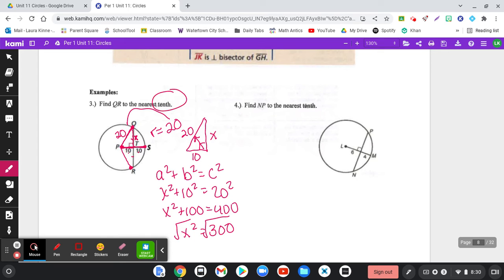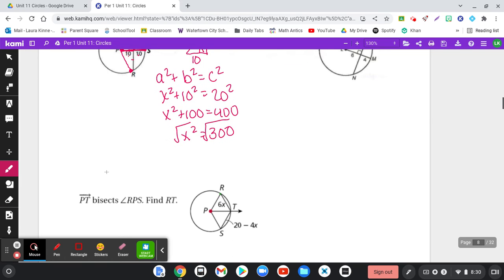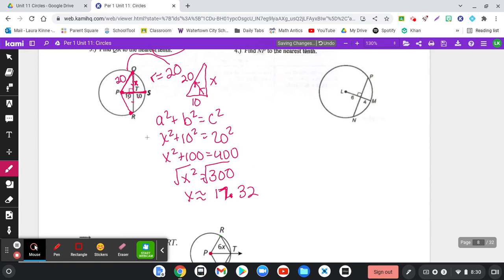It does say to the nearest tenth, so when you do this in the calculator, I'm going to go just a couple spots beyond that, so it's 17.32. All right, so that's the measure of x. If you're looking for QR, we're just going to then multiply by 2. So in your calculator, just hit times 2. So QR is not the 17.3, it's going to be 34.6.